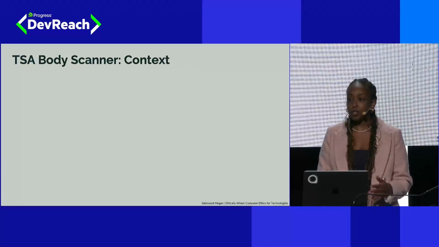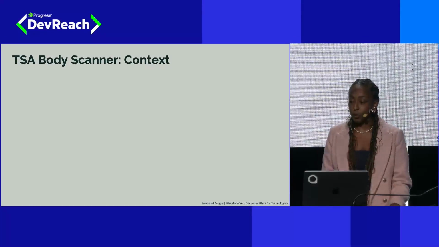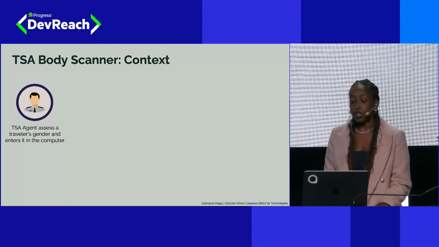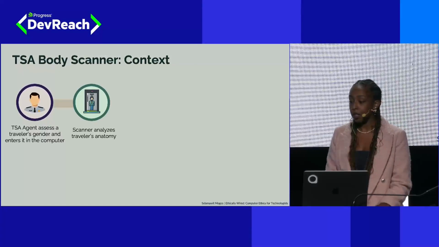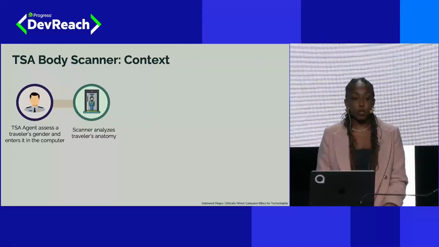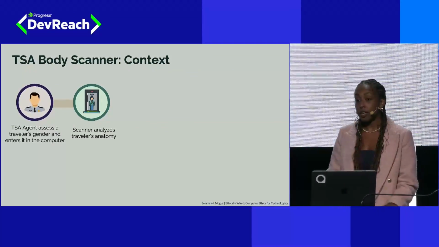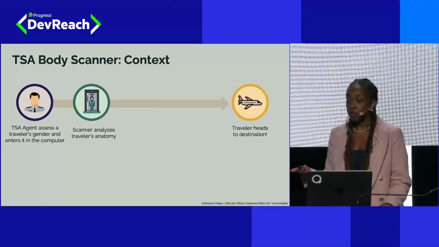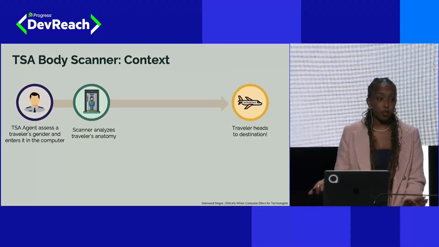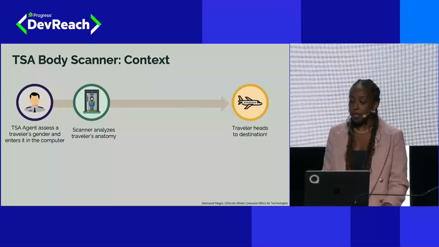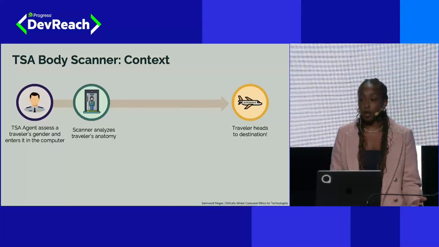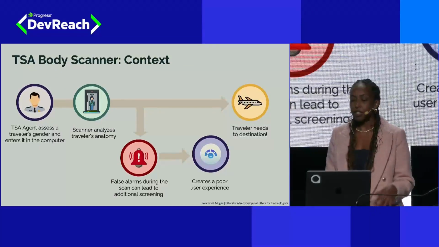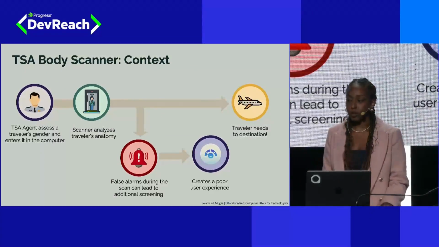And to give context, here's the flow of how airport security would work. So normally, you have a TSA agent that assesses a traveler's gender and enters it into the computer. Then the scanner analyzes the traveler's anatomy. If the TSA agent's assessment is correct with the traveler's anatomy, then the traveler heads to their destination and there's no issues. But in some cases, if the traveler may be gender nonconforming, for example, there's false alarms that lead to additional screenings and just doesn't create the best experience for that user.